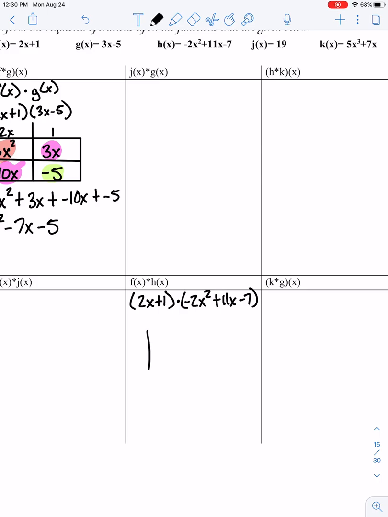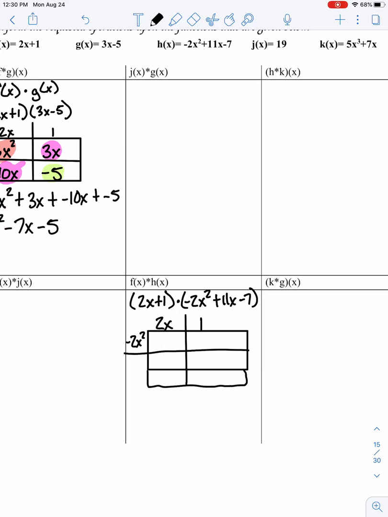I'm going to draw a box. I have 2x plus 1, so I have two terms. I have 2x. I then have a 1. For my next function, I'm going to put it on the left side. It's negative 2x squared. My next term is 11x. And my last term is negative 7.